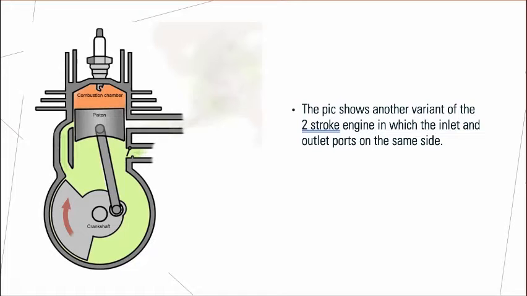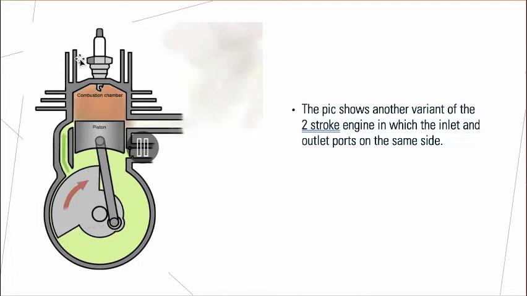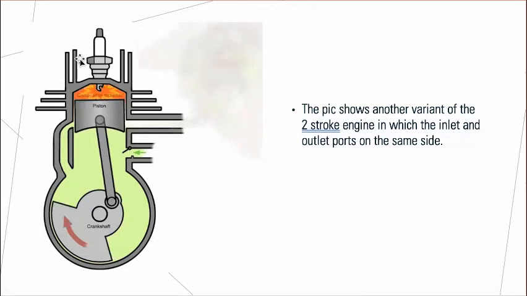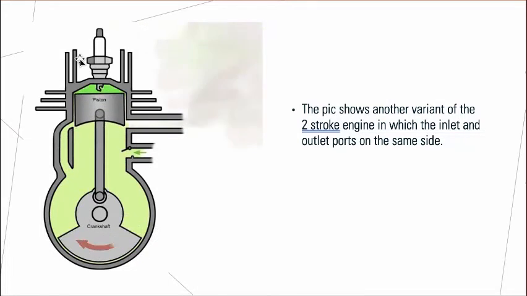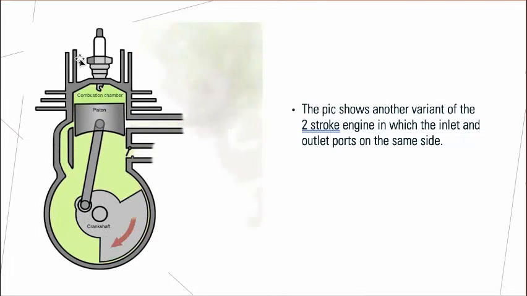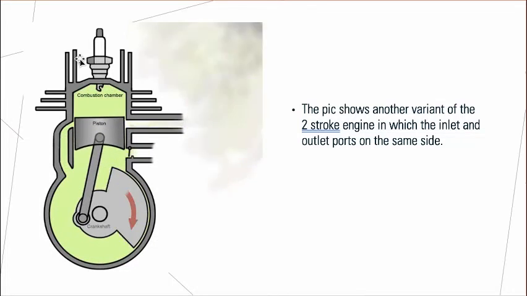This picture shows another variant of the two-stroke engine in which the inlet and outlet ports are on the same side, and here there is no need to open inlet ports intermediately, and the cylinder head is designed such that the exhaust port is closed during combustion and opens after the combustion. The piston itself closes and opens the port accordingly, and the process remains the same, but the difference here is just the design.